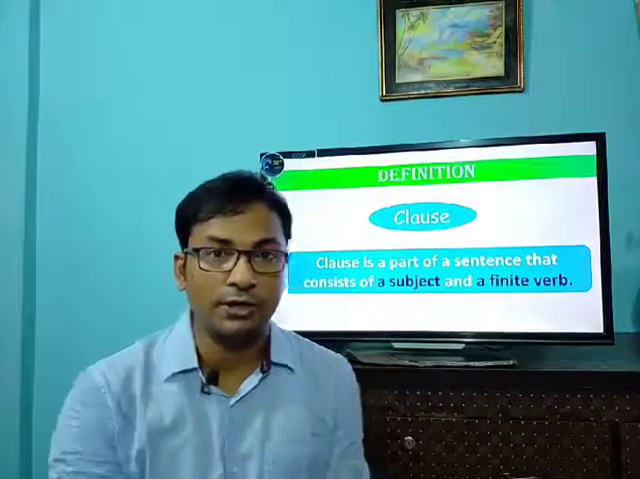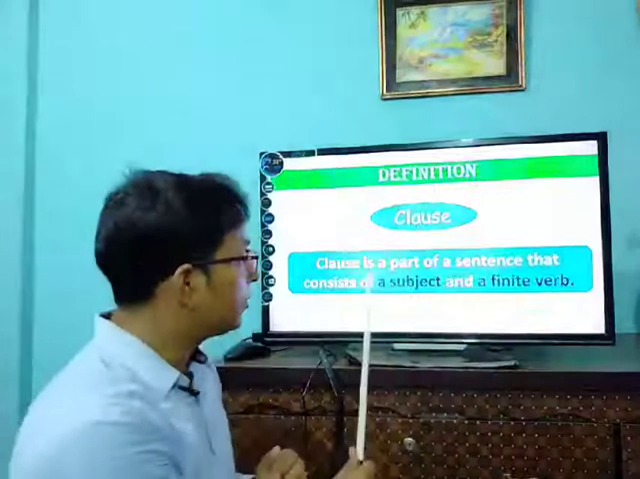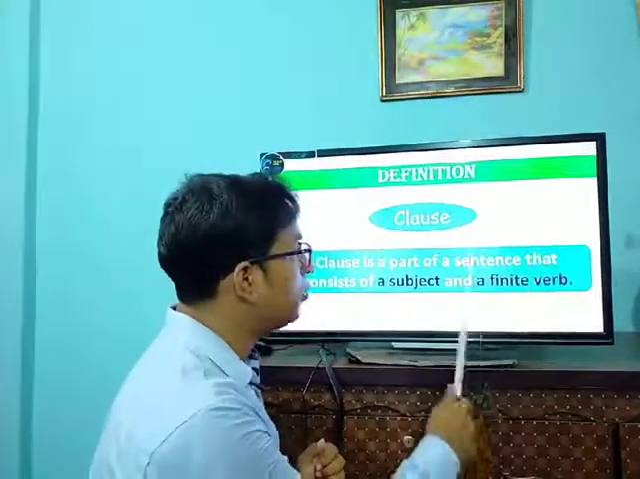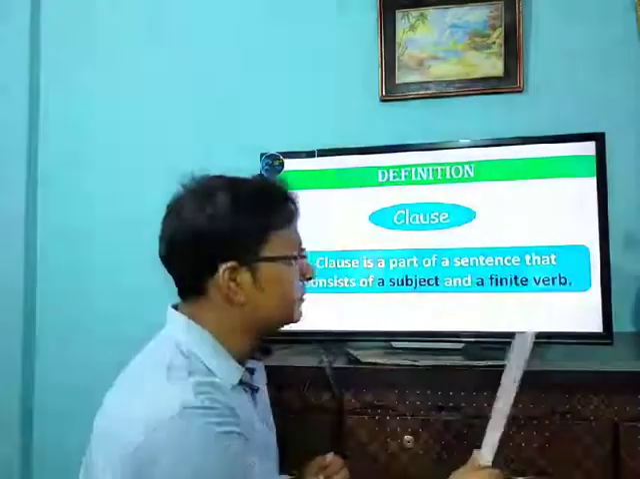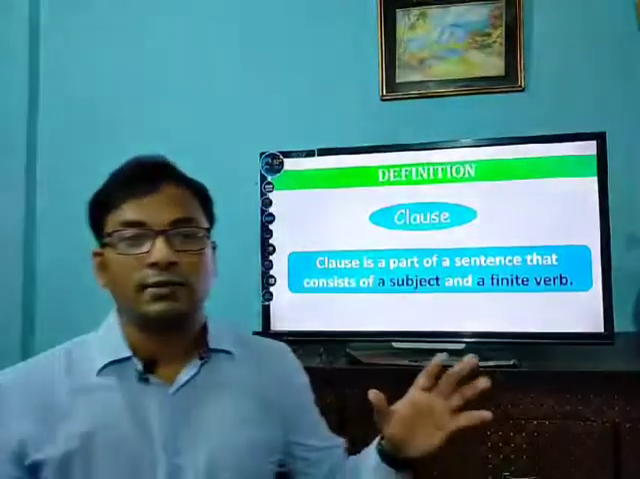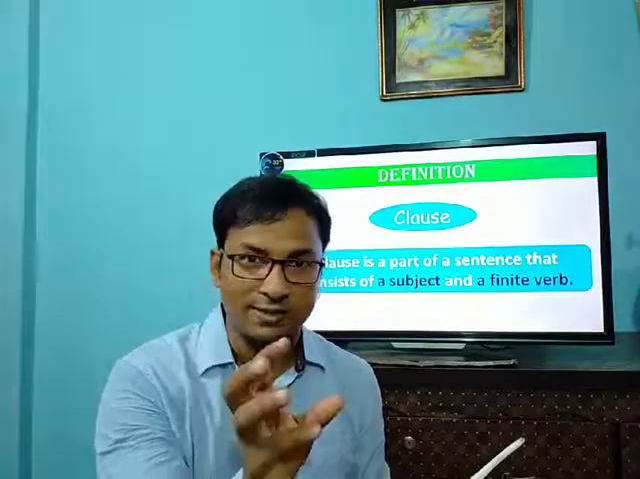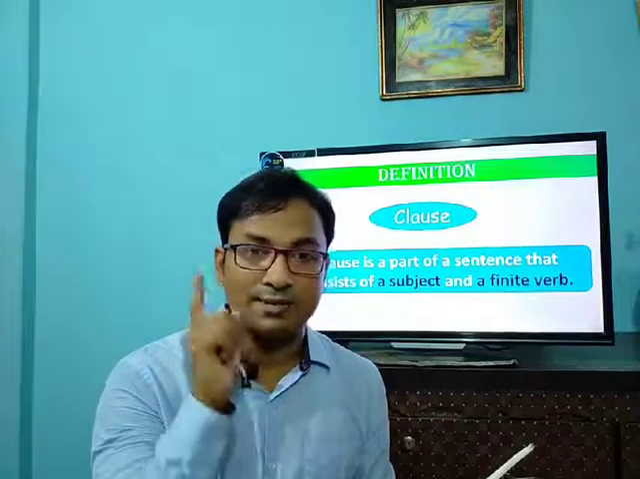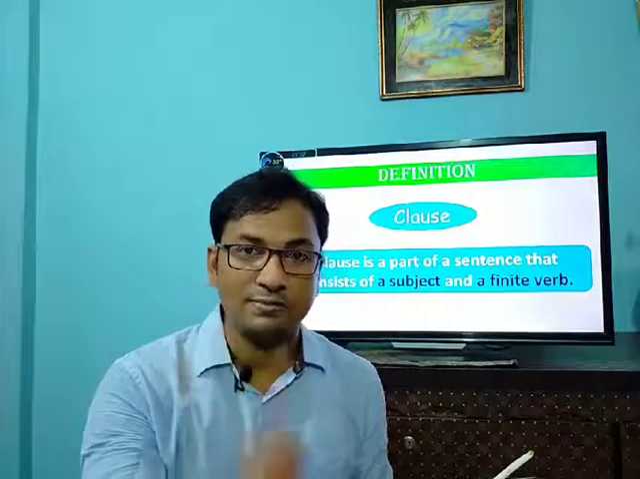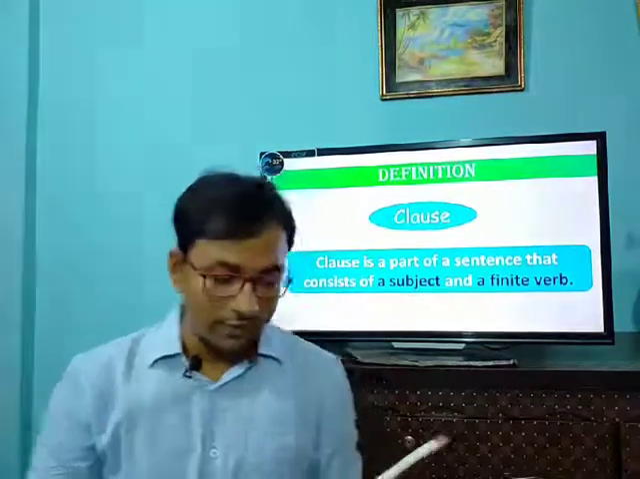And the definition is, clause is a part of a sentence. Have you seen it? The clause is a part of a sentence that or which consists of a subject and a finite verb. Okay. So what is clause? Clause is a part of a sentence, and in this part, there must be a subject and a finite verb. Okay, dear students, have you understood it? Yes, I think you have understood.